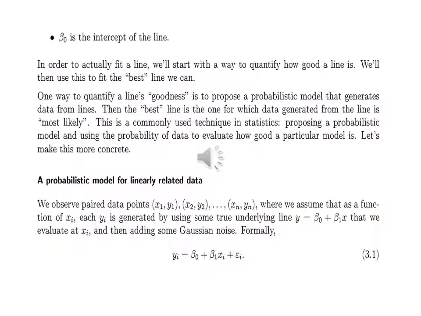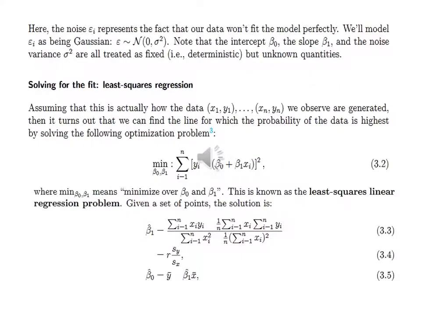This is the Gaussian noise, or the epsilon, or the error of observation. Here, the noise epsilon i, or the error epsilon i, represents the fact that our data won't fit the model perfectly. We will model epsilon i as Gaussian: epsilon i is distributed as normal with mean 0 and variance sigma squared. This is the normal distribution. Note that the intercept beta 0, the slope beta 1, and the noise variance sigma squared are all treated as fixed, i.e. deterministic, but unknown quantities.